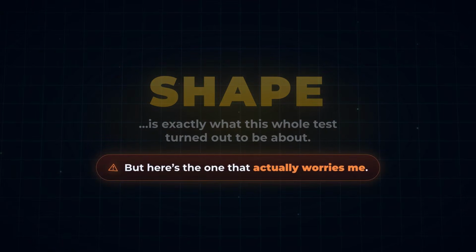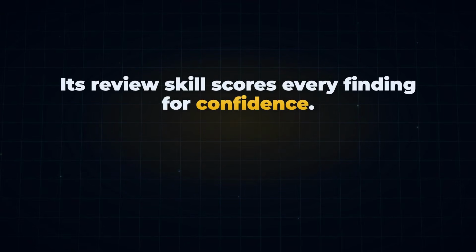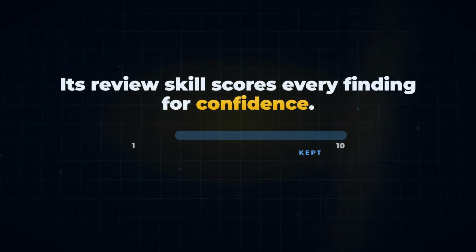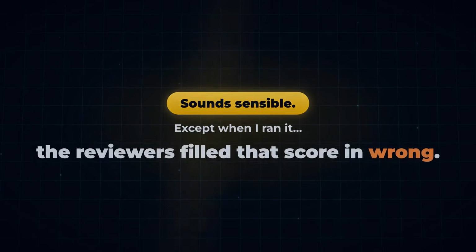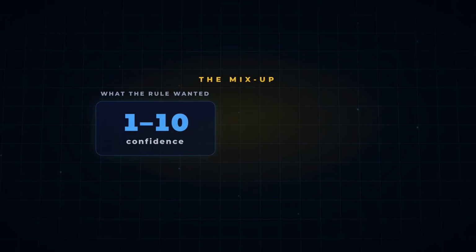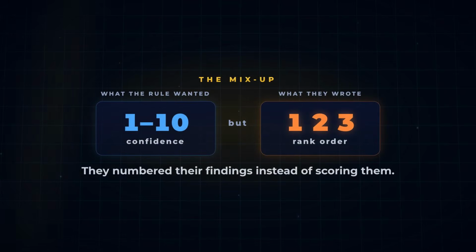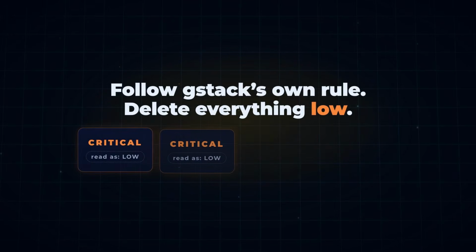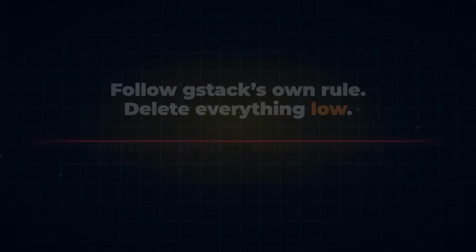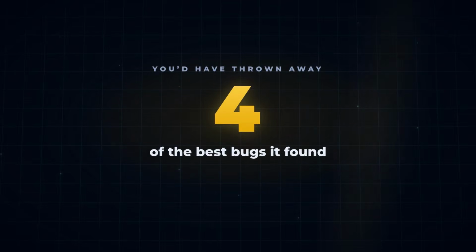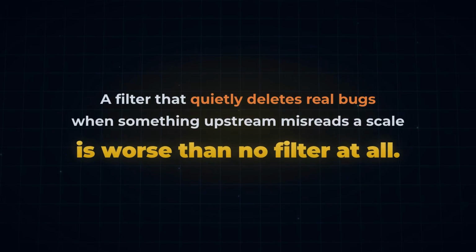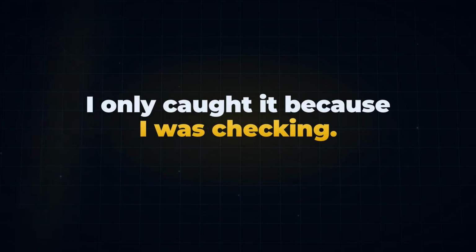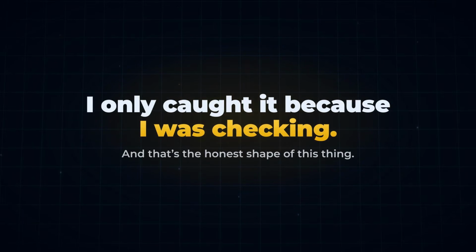But here's the one that actually worries me. That review skill scores every finding for confidence, then throws away anything scoring low. Sounds sensible. Except when I ran it, the reviewers filled that score in wrong. They numbered their findings 1, 2, 3 instead of scoring them. So if you'd followed gstack's own rule and deleted everything low, you'd have thrown away the 4 best bugs it found, including the worst one. A filter that quietly deletes real bugs when something upstream misreads a scale is worse than no filter at all. I only caught it because I was checking, and that's the honest shape of this thing.